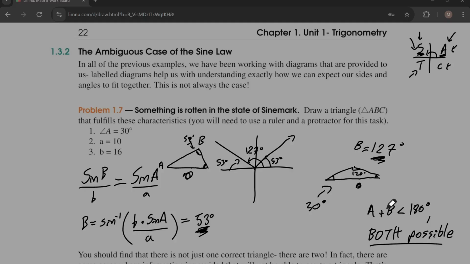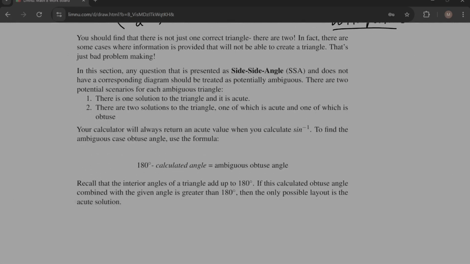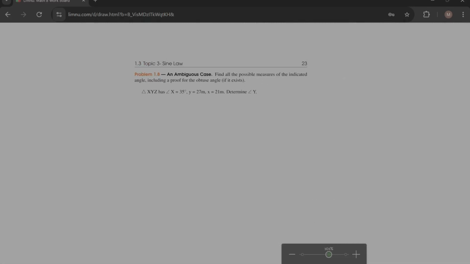Again, I recommend grab a piece of paper, grab a protractor. If you're doing this at home, I'm sure you have a protractor lying around because you're a big dork. Some notes down below. Not going to do this problem example. Try it out.